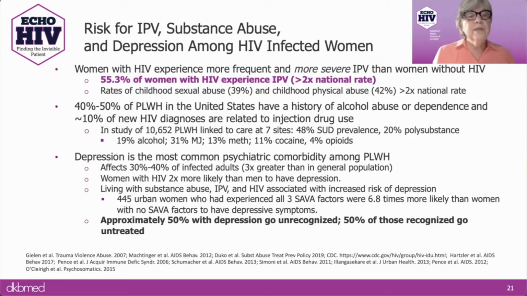We know that 40 to 50% of persons living with HIV in the US have a history of alcohol abuse or dependence, and about 10% of new HIV diagnoses are related to injection drug use. Depression is the most common psychiatric comorbidity among persons living with HIV, affecting about 30 to 40% of infected adults, which is over 3 times greater than in the general population. And women with HIV have twice or more the likelihood of being depressed than men.